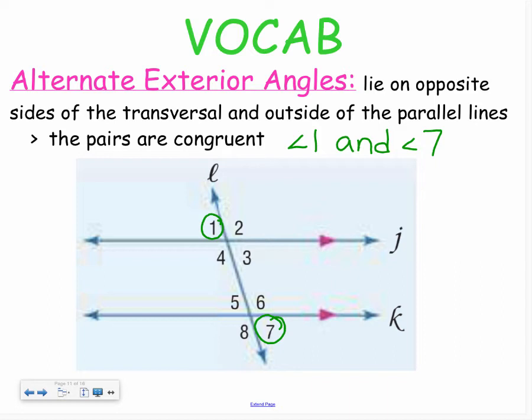which means our other pair of alternate exterior angles is 2 and 8.